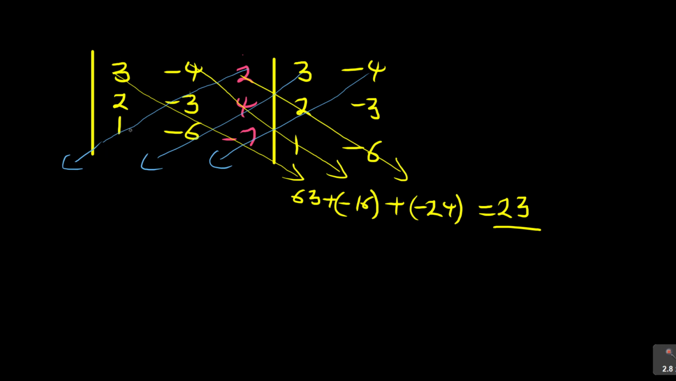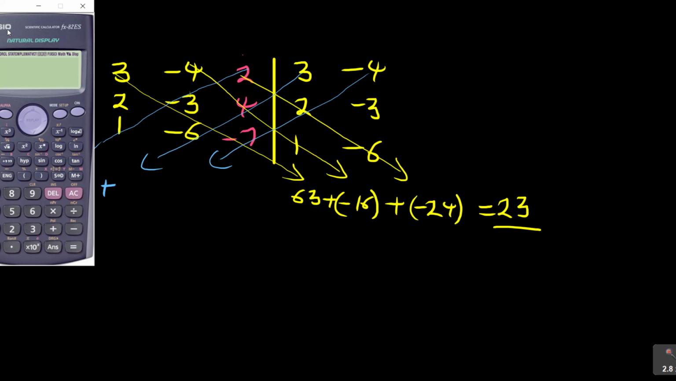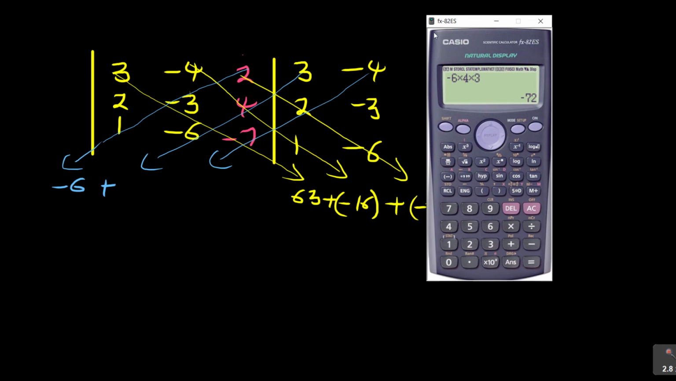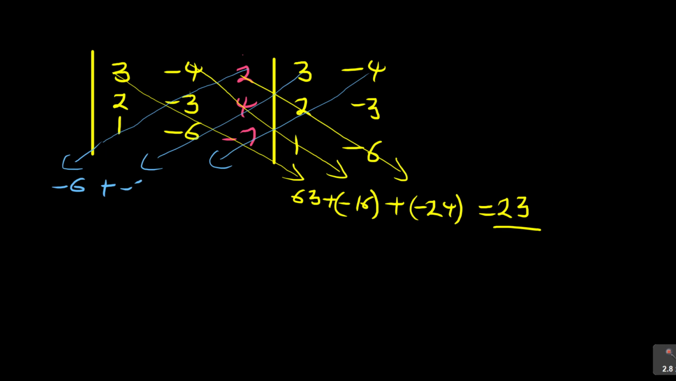You're multiplying this. For example, this is 1 times negative 3 times this. You have got minus 6 plus the other one. If you see that the numbers are much bigger, better use the calculator. It's negative 6 times 4 times 3. See that? It's negative 72. This one is negative 72, and the other one is negative 7 times 2 times negative 4. It's 56.